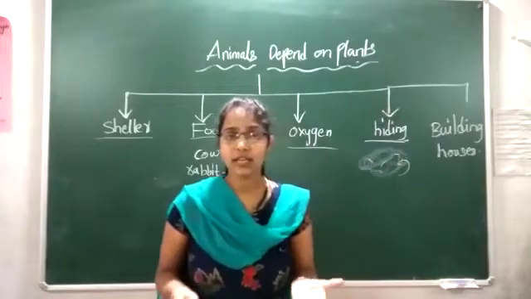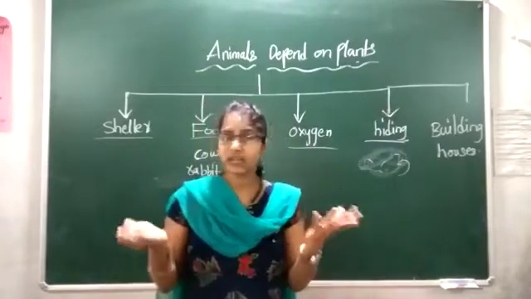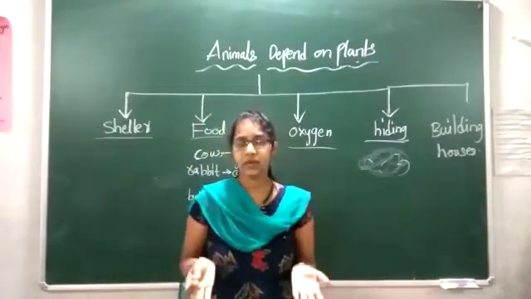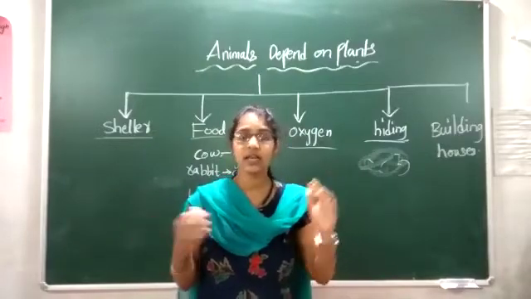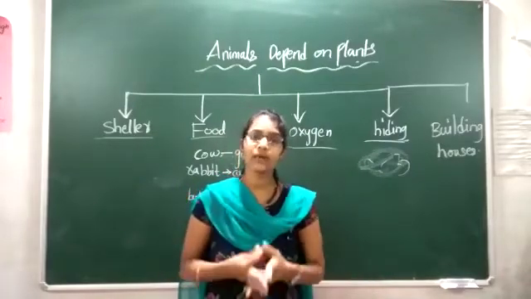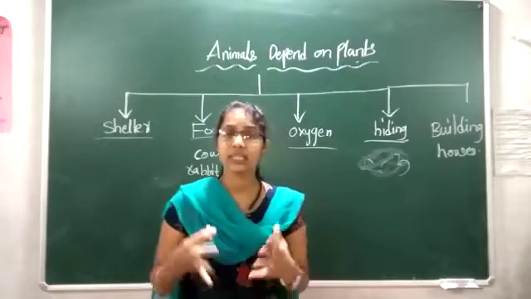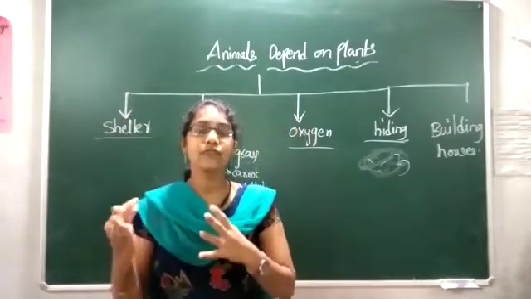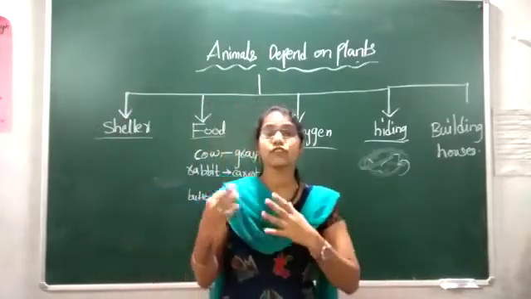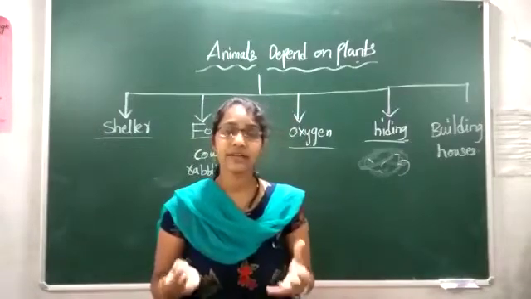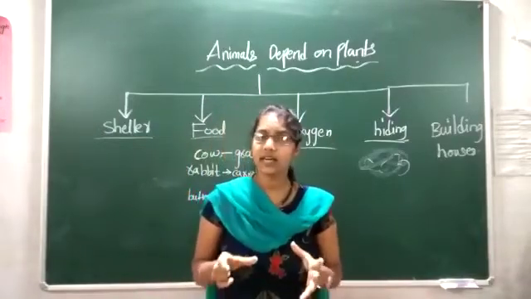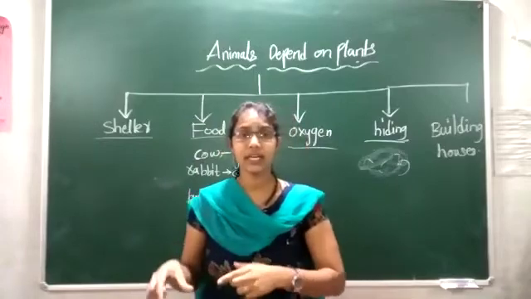If plants are not there, what will happen? They may die. They may not get food. They may not get oxygen. People are cutting so many trees for their building purpose, because they get so many things from the plants. That's why they are cutting so many trees.